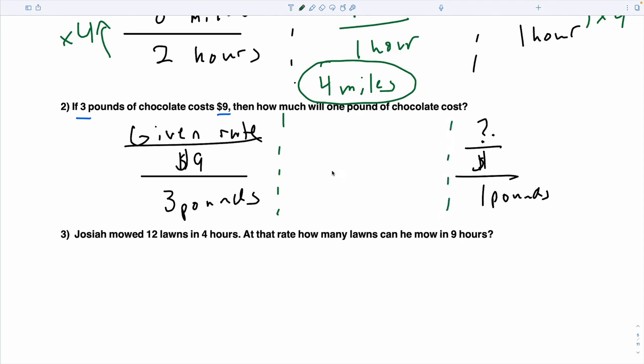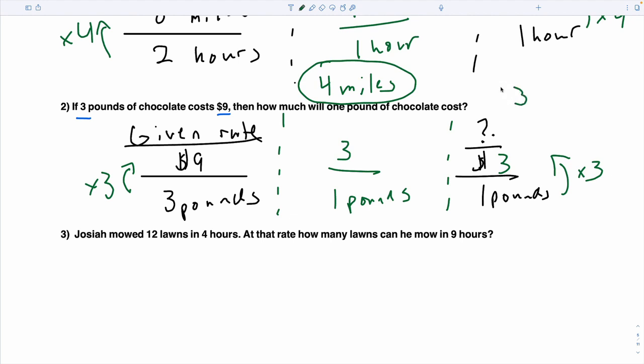I want the unit rate to have 1 on the bottom. What times 3 is 9? Or 9 divided by 3 is what? 3 would be times 3 to equal 9, or 9 divided by 3. That works. Since it's already 1 pound, you know it's going to be the same, but we're going to write it just in case because we care more about the setup. And there are $3 for 1 pound.